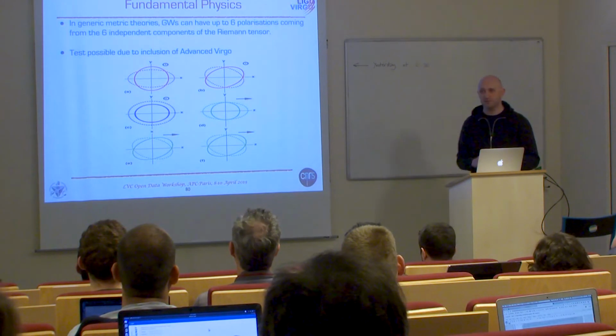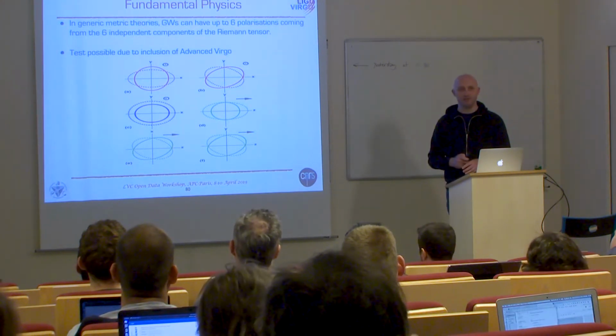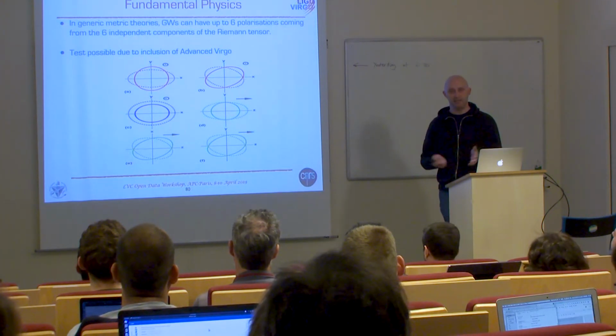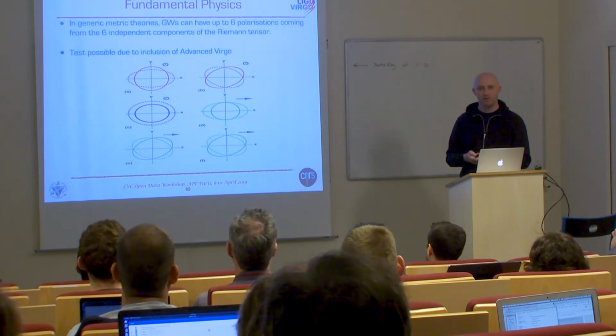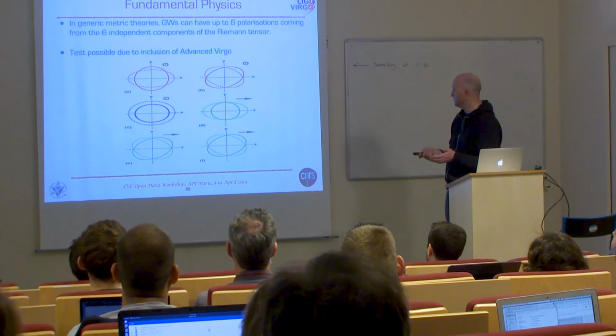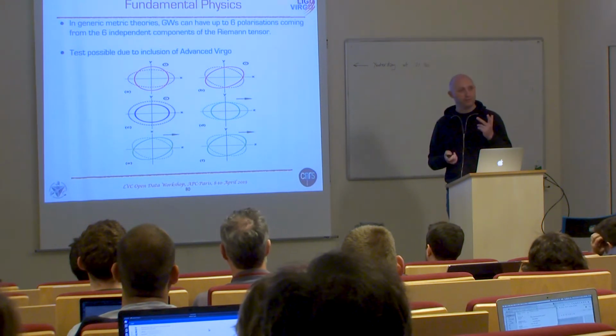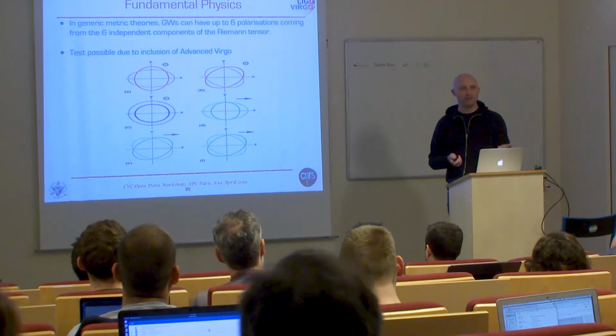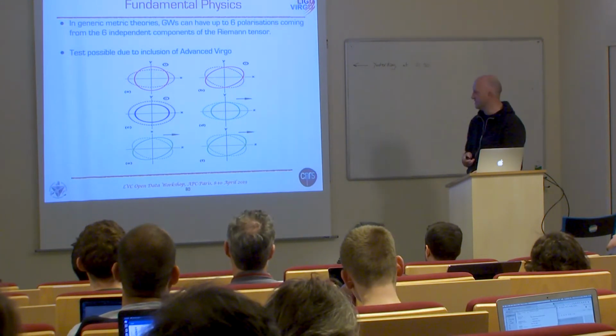One of the other things, and this was a question yesterday, was can we check for other polarizations of the gravitational waves? In generic metric theories, you can have up to 6 polarizations. So with the inclusion of Advanced Virgo, it allows us to break some of the degeneracies and try and test for some of the polarizations.